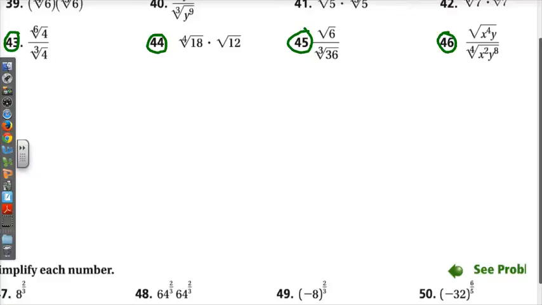These are the frequently asked questions for Algebra 2 for section 6.4 day 2. I'm going to start with number 43. Number 43, we can see that we have bases of 4 for both of those.